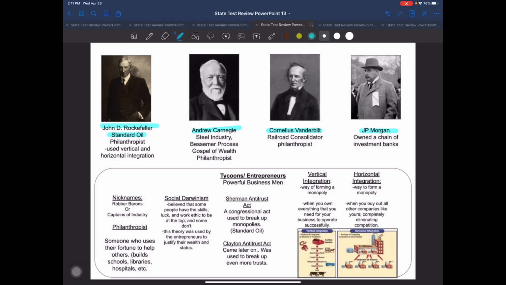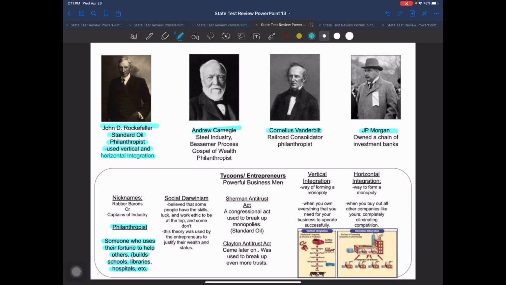With his money, it is important to note that he was a philanthropist. And what philanthropy is, I have it down here. A philanthropist is someone who uses their fortune, not all of it, but a lot of money, to help others. They didn't directly hand money to people that were struggling. That's not what philanthropy is, but they use their money to build things like schools, libraries, hospitals, things like that that help the public.